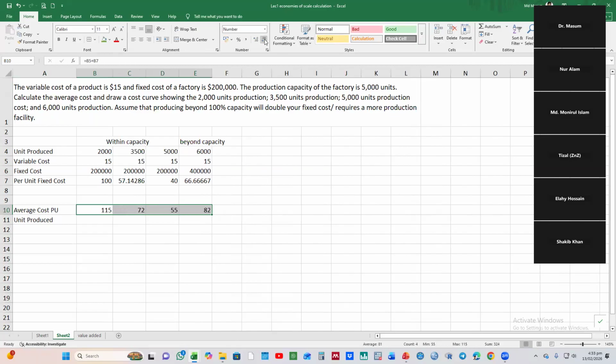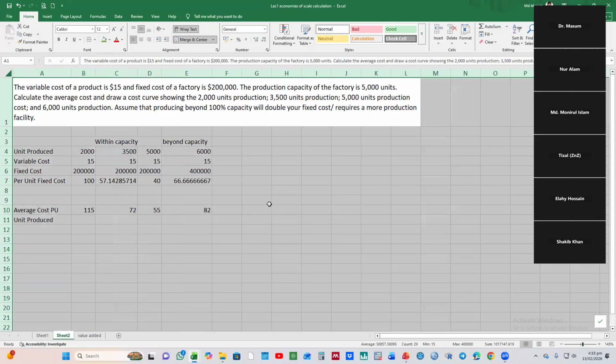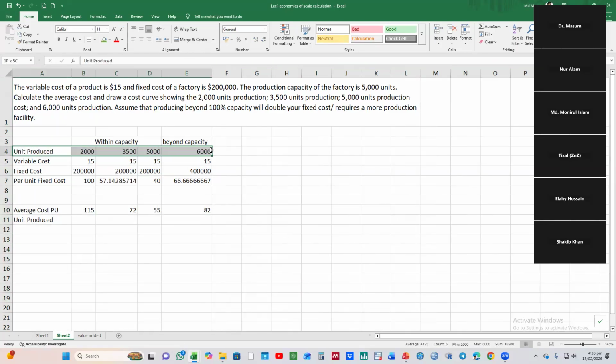It is your per unit cost, and your production capacity is here. It is your production units produced. Q means production. When you are producing 2,000, your average cost is 115. When you are increasing production, your average cost has decreased. When you are producing 5,000, your average cost is again decreasing, and it is the minimum, 55. But when you are producing more than your capacity, again it is increasing to 82.